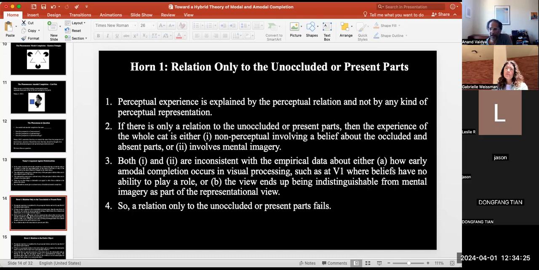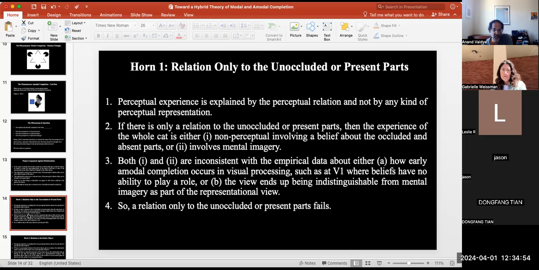So let's talk about how he takes care of the first horn of the dilemma. Premise one: perceptual experience is explained by the perceptual relation and not by any kind of perceptual representation. If there is only a relation to the unoccluded or present parts, then the experience of the whole cat is either, one, non-perceptual, involving a belief about the occluded and absent parts, or two, involves mental imagery.